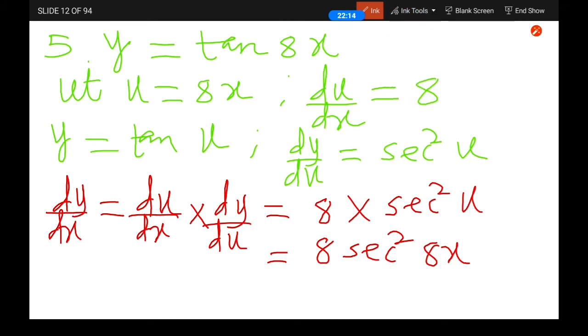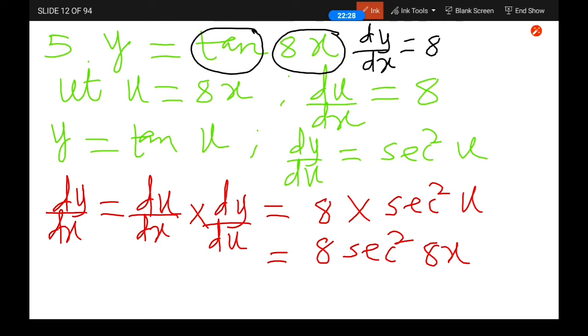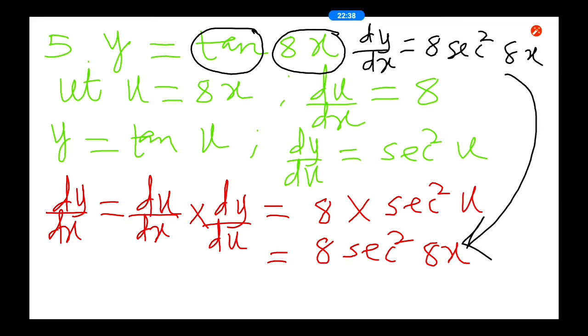The sharp method, or the shortcut, dy dx, look at it again here. Straightforward. Differentiate this. That will be 8, right? Differentiate tan, sec square, then put your value back, 8x. Look at it. The same answer. Yeah, we are moving. Question 6.